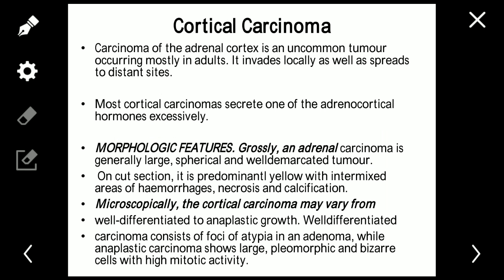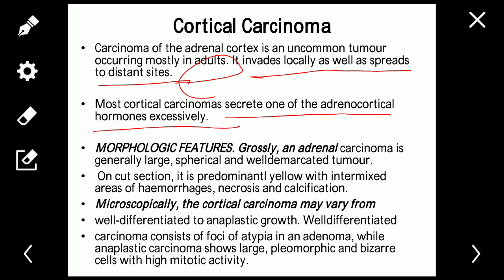Then this cortical adenoma can turn into cortical carcinoma, an uncommon tumor occurring in adults, which invades locally and spreads to distant sites and secretes adrenocortical hormones excessively, leading to hyperaldosteronism. It can lead to hyperfunctioning of the adrenal gland. Grossly, an adrenal carcinoma is generally a large, spherical and well demarcated tumor. Cut section is yellow with intermingling areas of hemorrhage, necrosis and calcification.